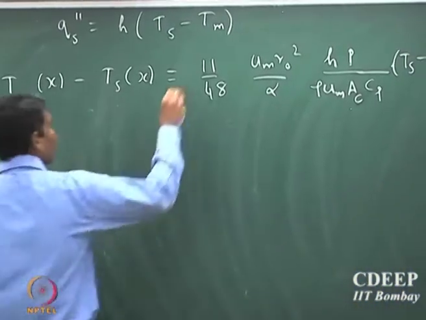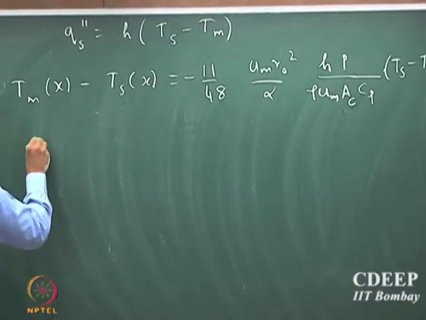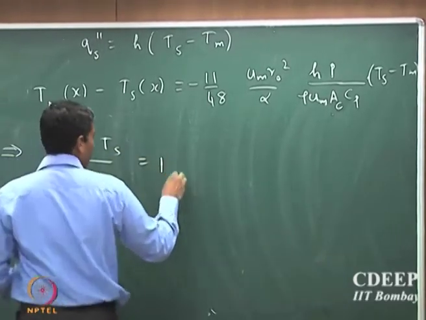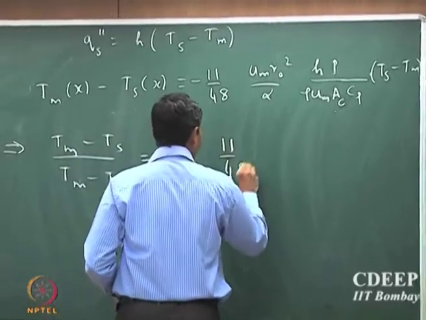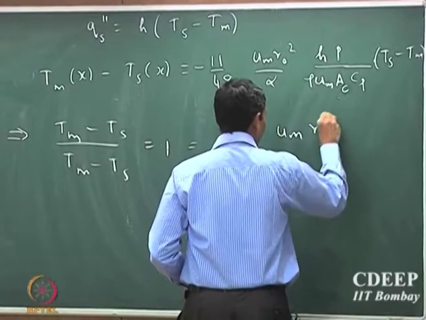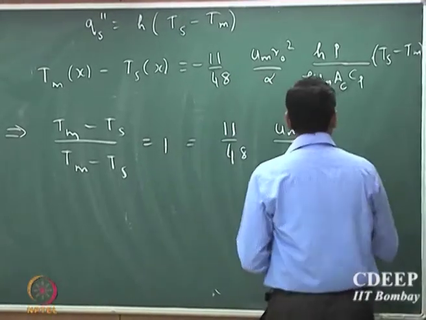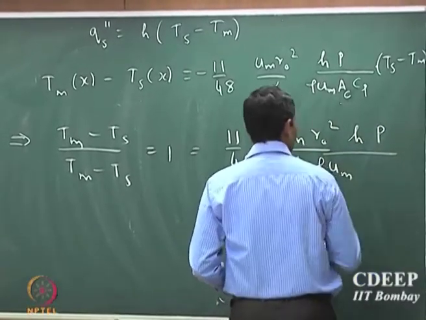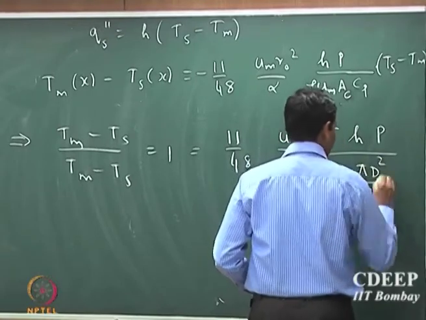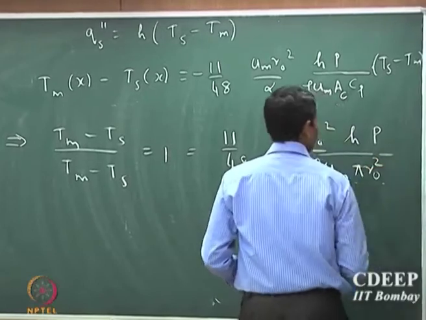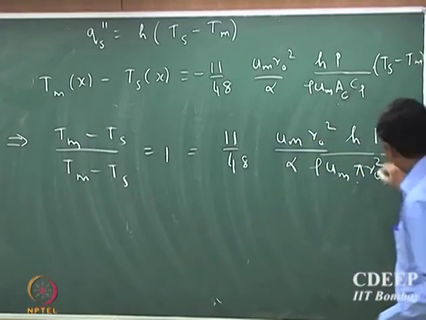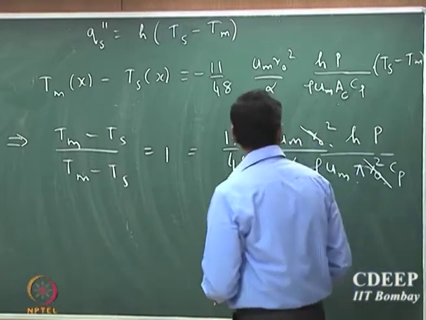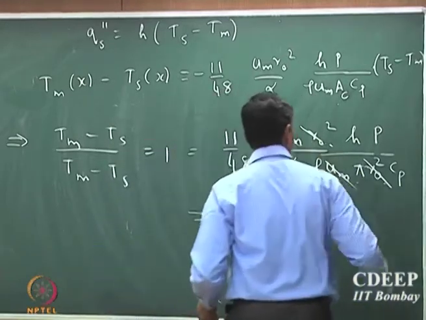So now I can drop the minus sign. So that is Tm minus Ts, which is equal to 1, that's equal to 11 by 48 r naught square divided by alpha into h into p divided by rho into pi d square by 4 or pi R naught square into Cp. So R naught square goes off, okay.